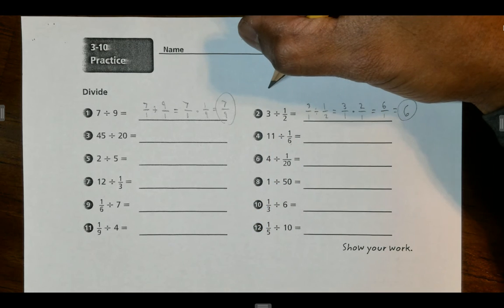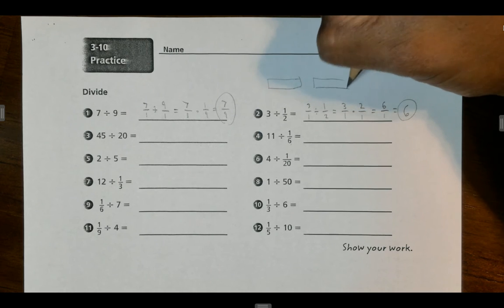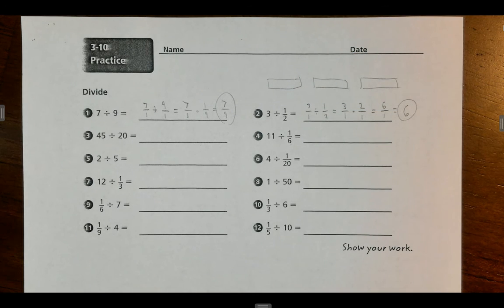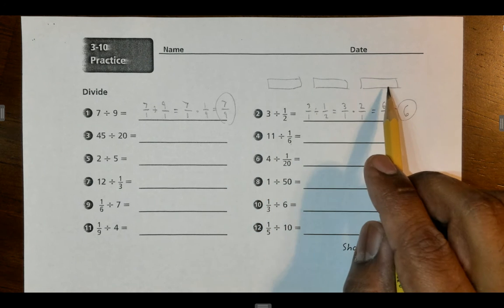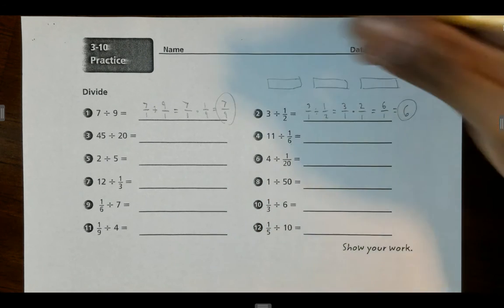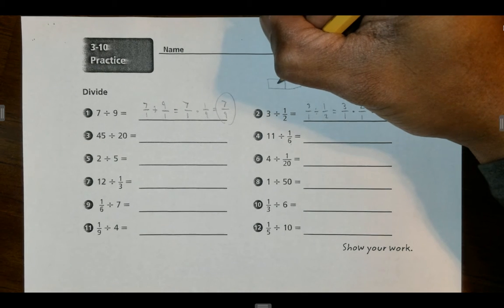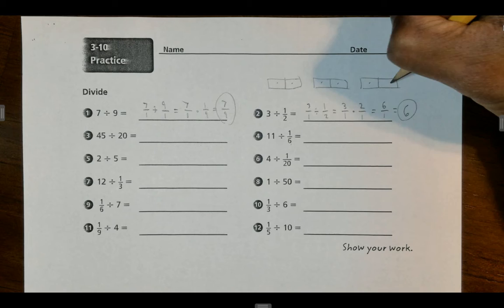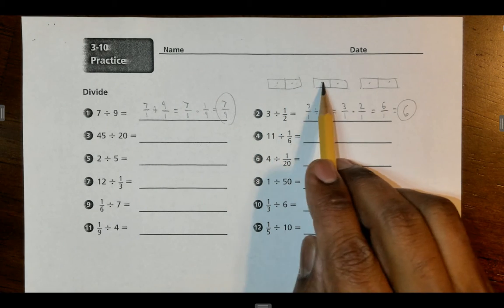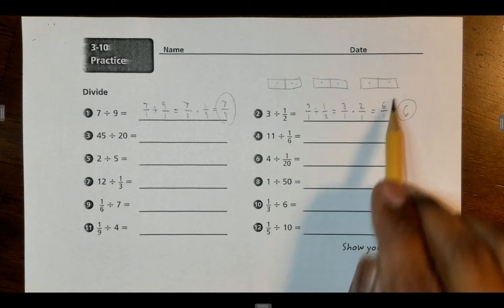Let's say that we've got this model to represent 3 whole. And now we're dividing the 3 whole by a half. In other words, how many halves go into 3 whole? Well, 1, 2, 3, 4, 5, 6. 3 divided into halves, we get 6 of them. 6 halves make 3 whole.